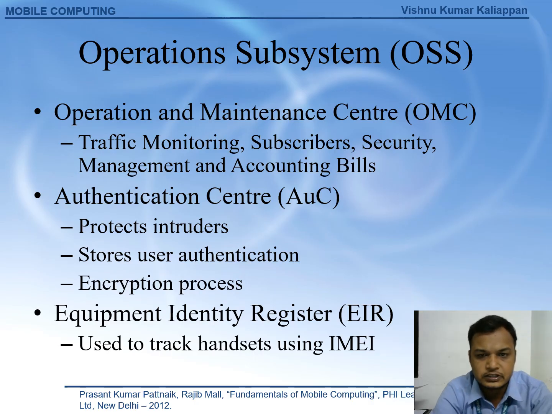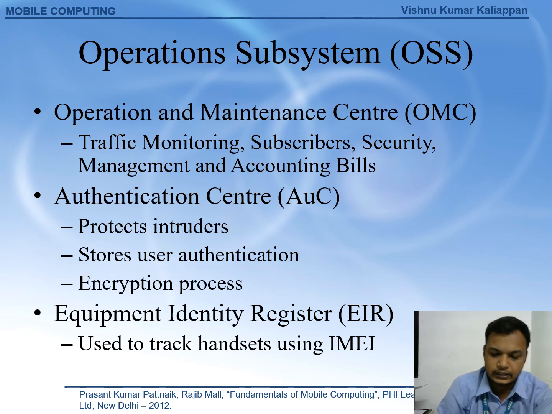The operation subsystem contains the operation and maintenance center that monitors the traffic, subscribers, security, management and accounting and billing, which come under the operations subsystems. AUC is nothing but the authentication center that provides security, protects from intruders, stores the user authentications, and provides encryption processes. The equipment identity register is used to track the handsets using the IMEI number in case the mobile station is stolen.